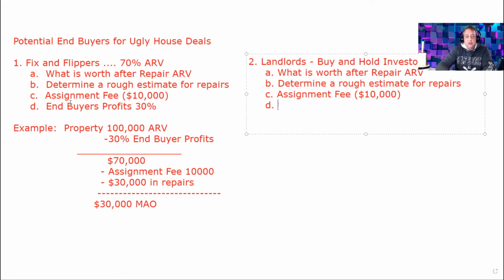So down here, we calculated the end buyer's profits as 30% for fix and flippers because of this 70% rule that they have. Now, landlords, they don't operate by the 70% rule. Some of them will buy at 80, 85, or 90%. And so here's how we calculate landlords' end buyers' profits. It's a good guesstimate to stick with 15%.